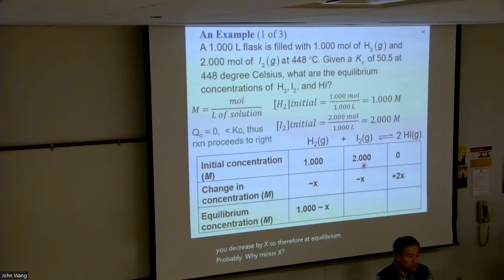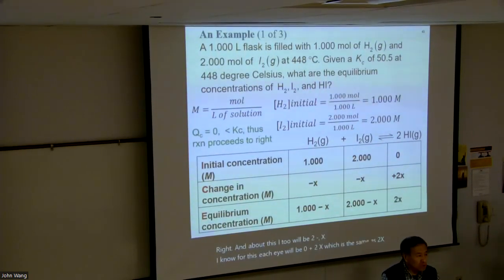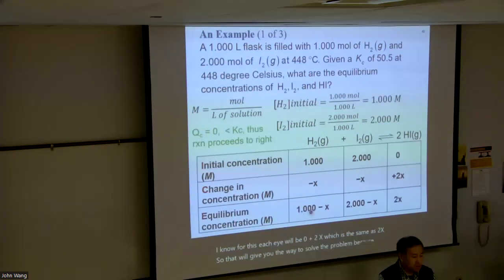And for this, it was 2 minus x. And for this, if I set it to zero, this is the same as well. So that will give you the way to solve the problem, because you have 1.00 minus x, 2.00 minus x, and 2x. That means it all represents something at equilibrium.